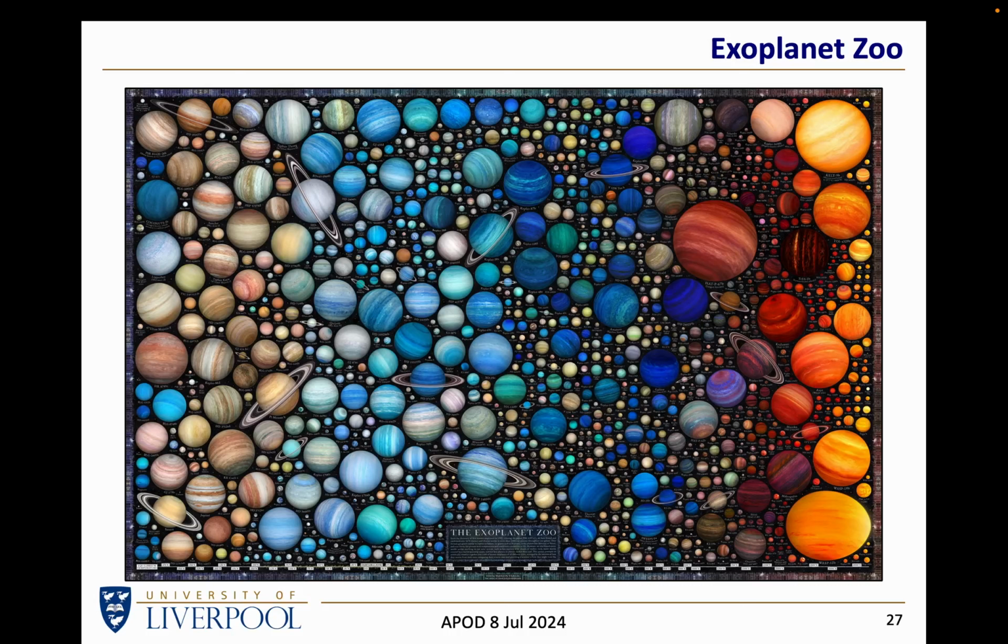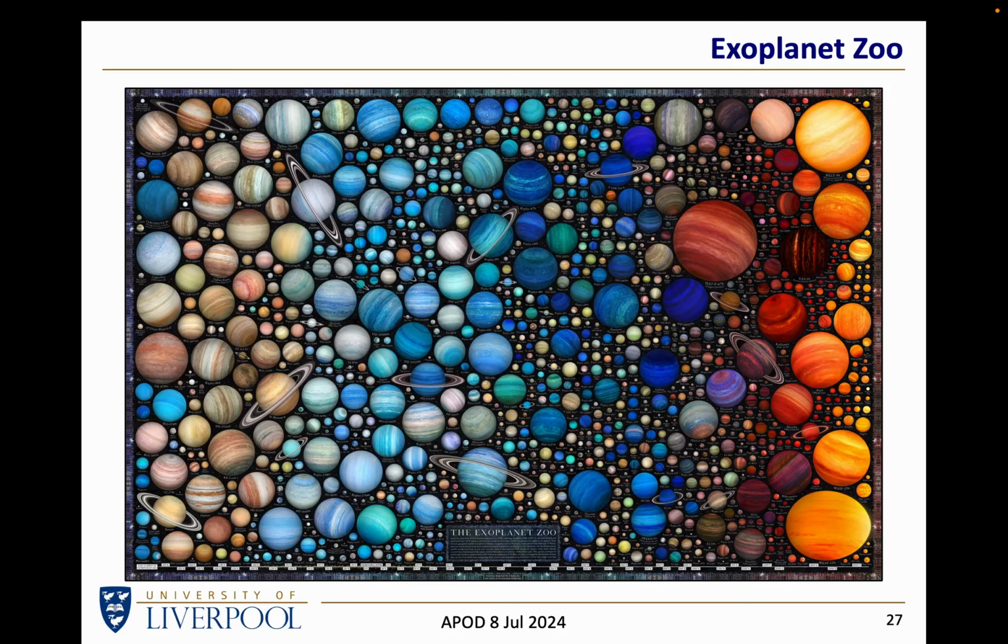This is an indication of some of the planets we've found so far, the exoplanet zoo. This is not all of them, because we have something of order more than 5,000 planets that are known now. This is not all 5,000 of them. This is just 1,000, if you like, representative planets to give you an idea of the sort of variety of planets that have been found so far.